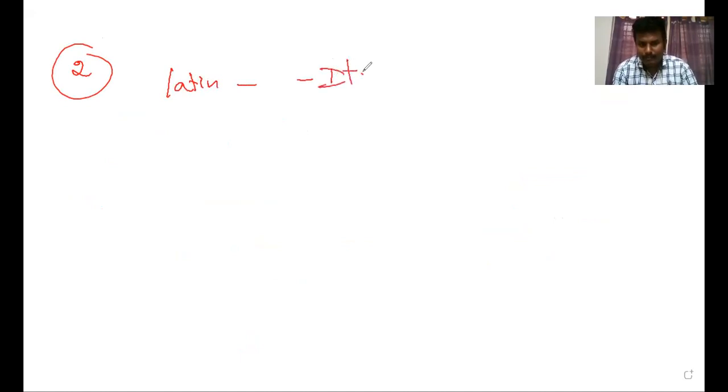The second one is that scientific names are generally Latin and should be in italics if printed. Those scientific names should be separately underlined if handwritten.